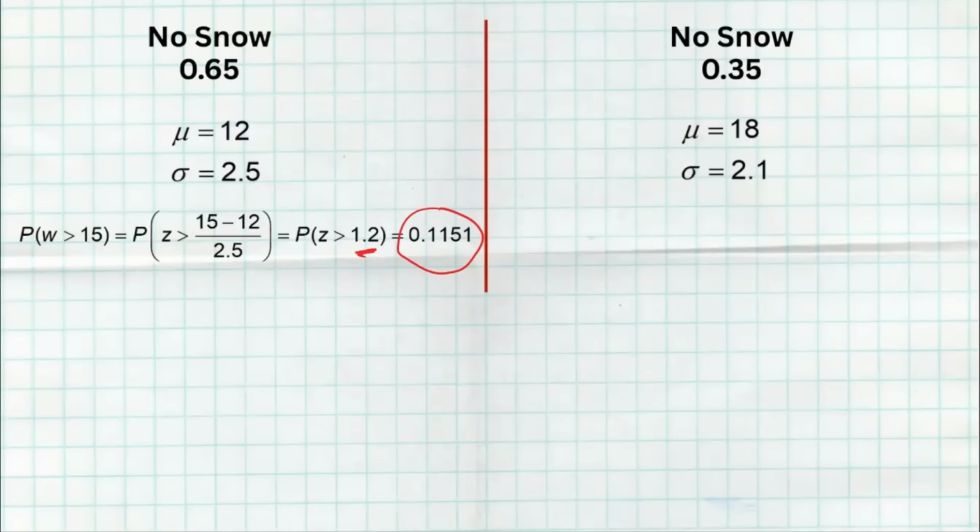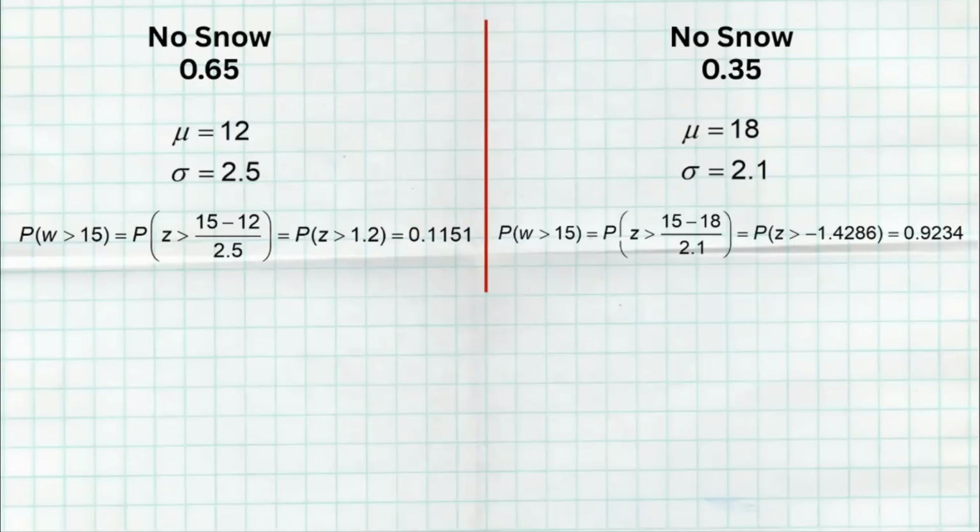All right, what about the scenario where there is snow? Once again, we have to find the probability that it takes more than 15 minutes to walk to school. So we get the z-score for 15 by subtracting 18, the mean, and dividing by the standard deviation of 2.1. We get a z-score of negative 1.4286, and the probability that a z-score is greater than that is 0.9234. Again, use your normal table, normal CDF, or the apps on your calculators.